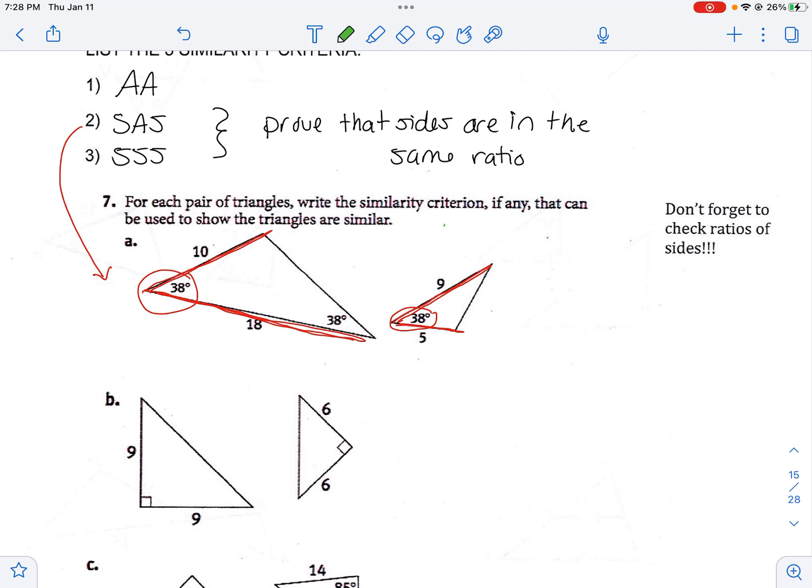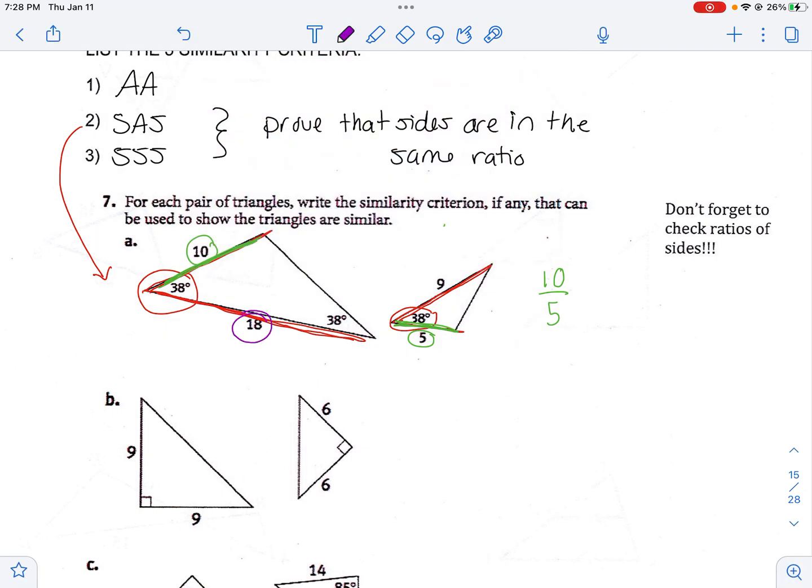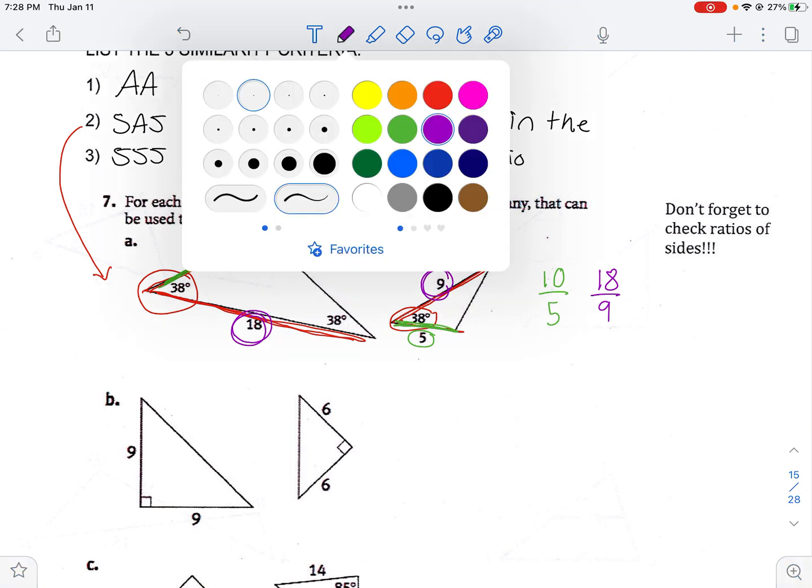For example, 10 is the smaller one. We're going to pair that up with 5 because that's the smaller one. And I'm going to write a ratio 10 over 5. Okay, then we can look at the 18, that's the bigger one, and we're going to pair that up with 9, that's the bigger one of those 2, and we're going to write a ratio 18 over 9. If we can prove that these 2 ratios are the same, then we can prove that these are similar. Again, on this one, I'm just going to divide.